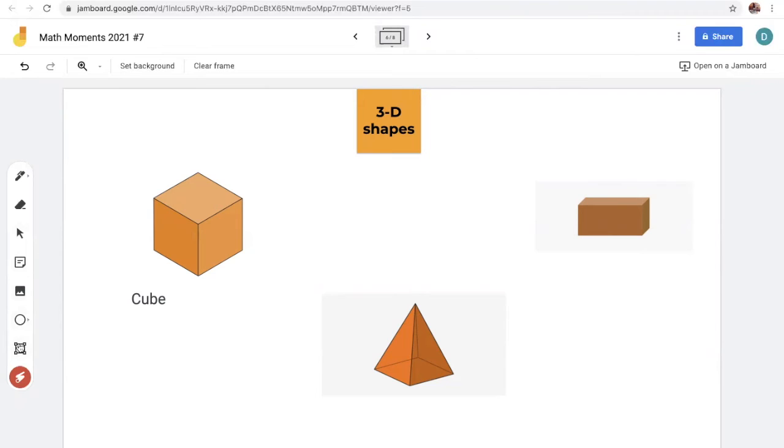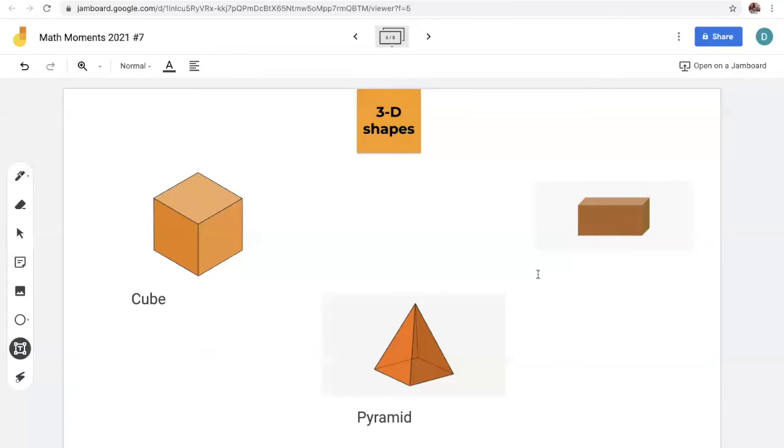We also have what is called a pyramid. Pretty sure I spelled that right, pyramid. And what's special about pyramids is it has a base, which is that square on the bottom, you see, and then a bunch of sides that come up to a point at the top here. And that's how you can identify a pyramid.